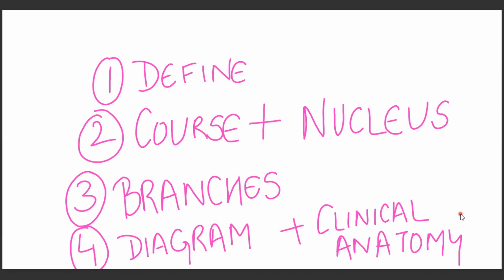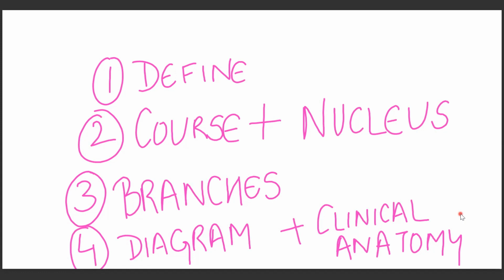A nerve can come in a 5 marker question or in a 15 marker question. So how to write it in a theory exam is most important. First we have to define that nerve.